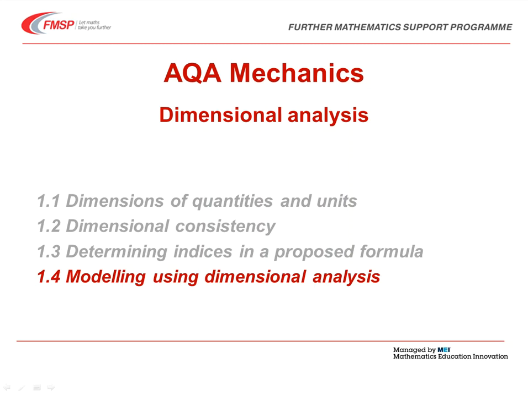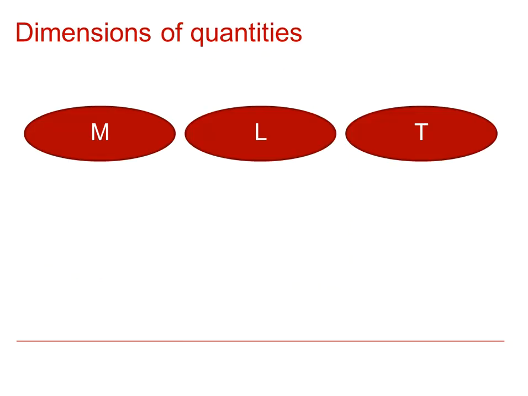Video for AQA Mechanics. This is Dimension Analysis, Section 1.4. We're looking at modelling using dimension analysis. In the last few videos we've introduced the idea of the dimensions of quantities: mass, length and time. And I want to consider how we can use these when we're faced with trying to model some experimental data perhaps that we've got, and trying to decide on what formula might fit a particular situation.